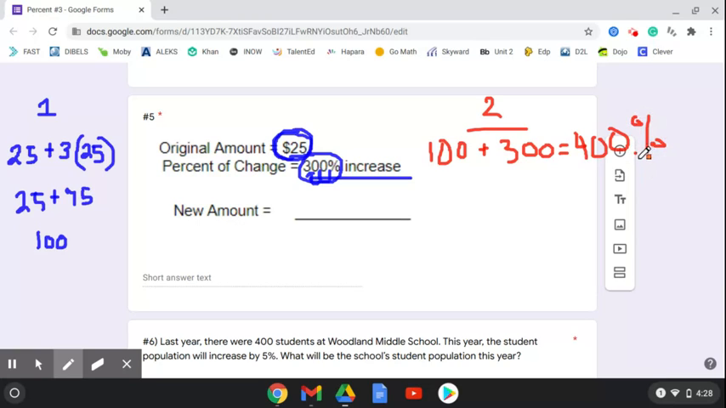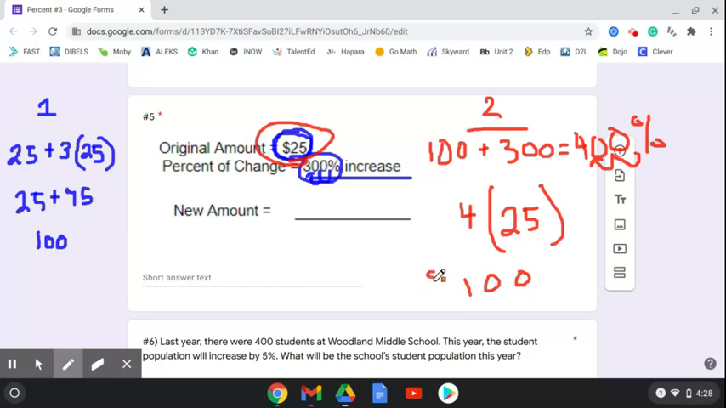If right there is my decimal, it is 1, 2 places to the left. And so this would be 4.0, or just 4. And I take 400% of 25. Well, 4 times 25, that is what? That is 100. Okay, so my new amount is $100.